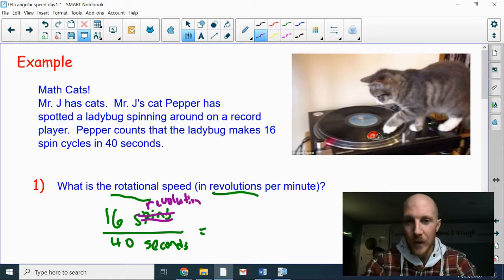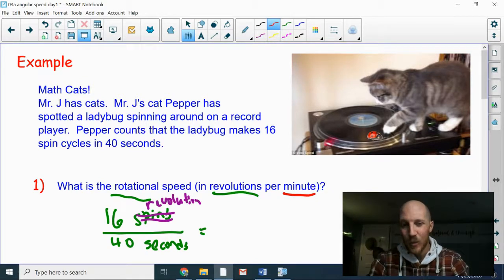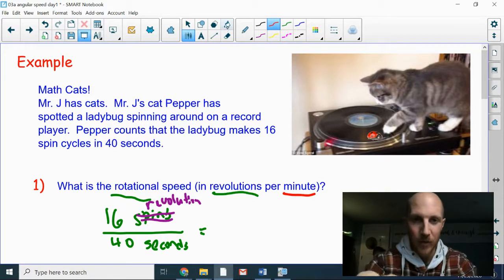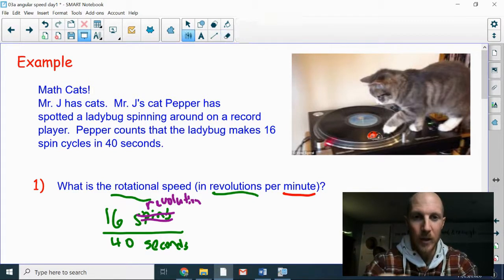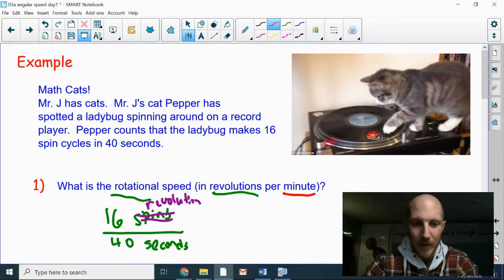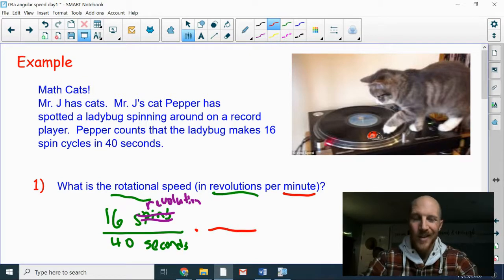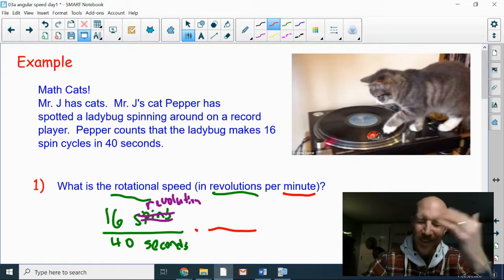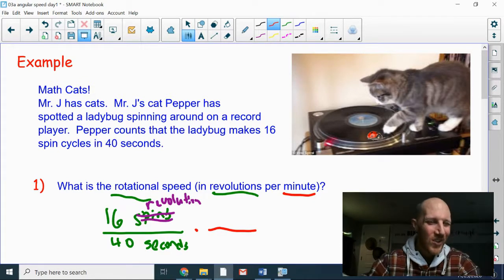Okay, so the other thing I noticed in the directions is it does ask me for revolutions per minute, and right now I got 16 revolutions every 40 seconds. I can divide, and that will give me a rotational speed, but not the one the directions asked me for. Let me erase this equal sign. Let's convert. I got seconds written down right now, but the directions ask me for minutes. I need to convert from seconds to minutes. So here's my conversion factor. I remember, I think, like 60 seconds in a minute.